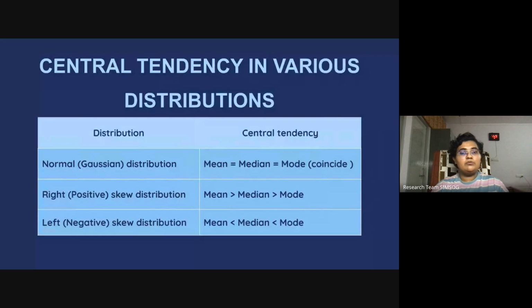In a normal distribution, like I said, mean, median, and mode will all be equal to each other and will coincide. But in a right or positive skew distribution, mean will be greater than median and median will be greater than mode. So mean would be the largest value. And in a left or negative skew distribution, mean would be smaller than median, which would be smaller than mode. So mode will be the largest value in a negative skew distribution. This is about different types of skews.